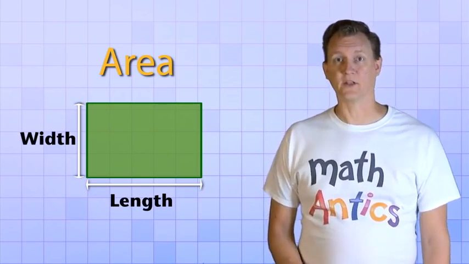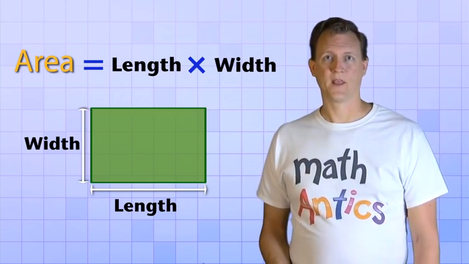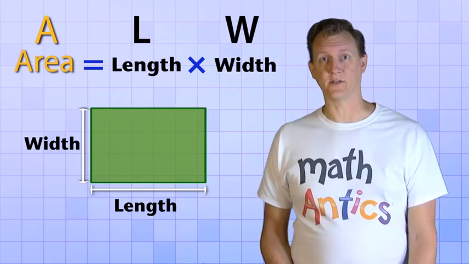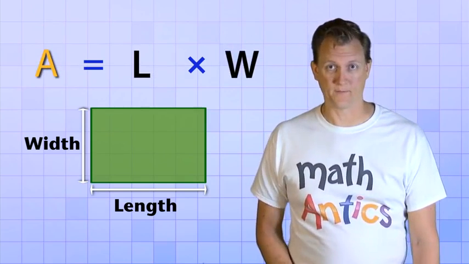So the formula looks like this. Area equals length times width. But it's often written with just the first letters of each word as abbreviations. A for area, L for length, and W for width.